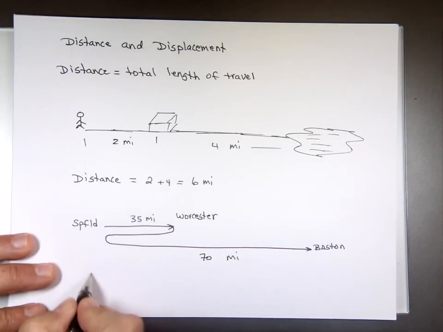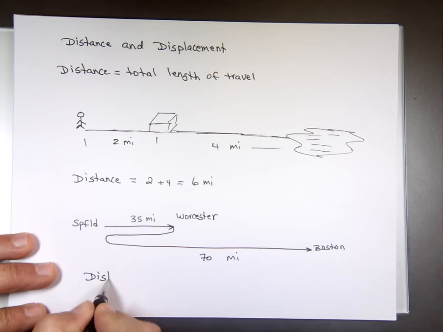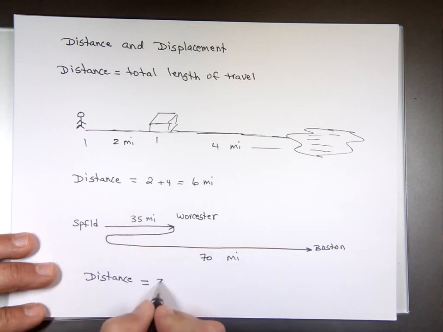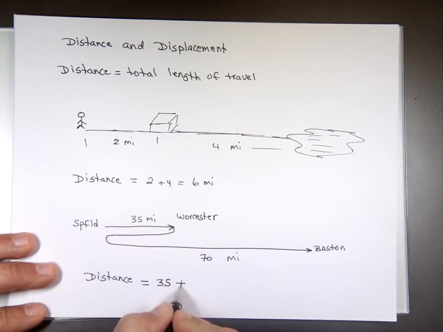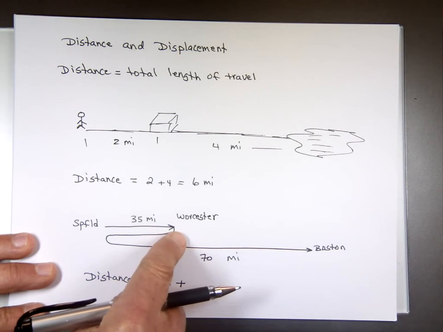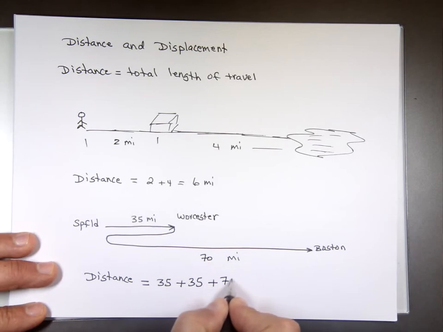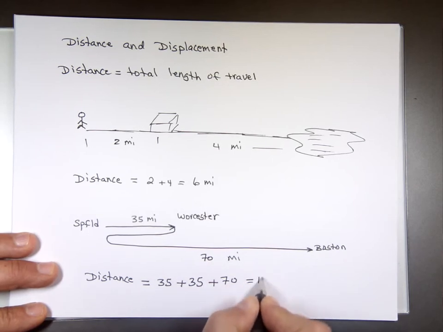What is the distance traveled by you? It is the 35 miles from Springfield to Worcester, plus the 35 miles to go back from Worcester to Springfield, plus the 70 miles to go from Springfield to Boston. It's 140 miles.